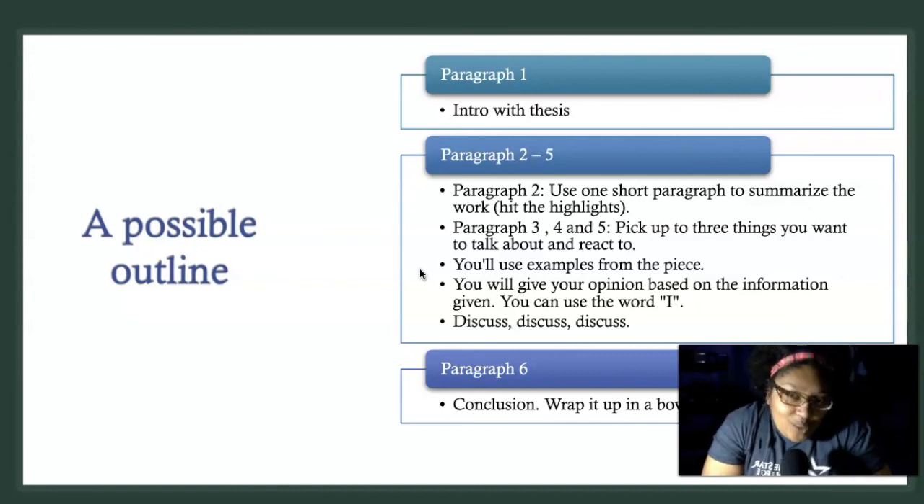Then paragraphs 3, 4, and 5 are your typical body paragraphs. You're going to pick 3 things that you want to talk about. In each one of those paragraphs, talk about one thing each that you saw in that video or read in that story that you want to talk about. You can use examples from the piece. And again, you can use the word I. This is also where you will give your opinion. So we'll talk about this in a minute. And then, of course, paragraph 6 is your conclusion. You wrap everything up in a pretty bow.